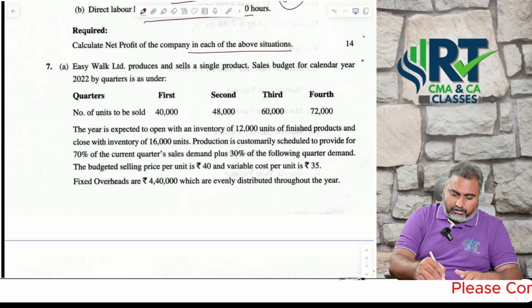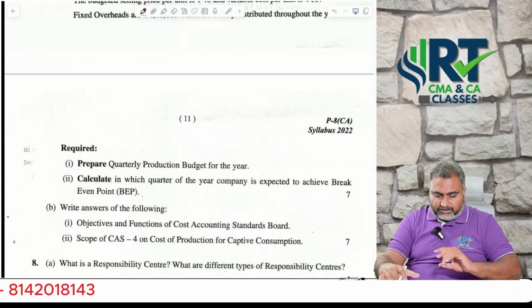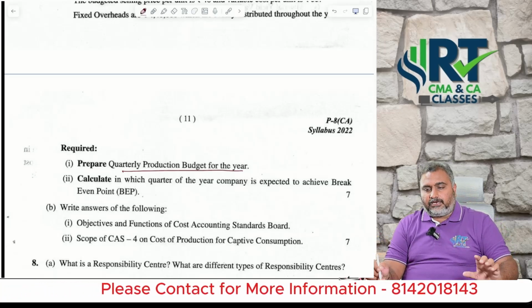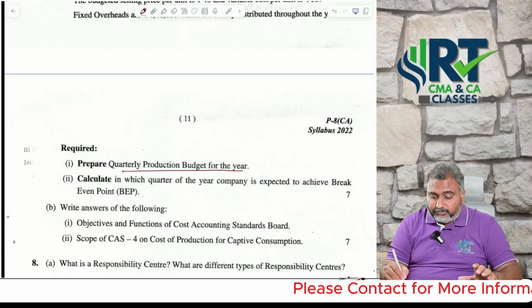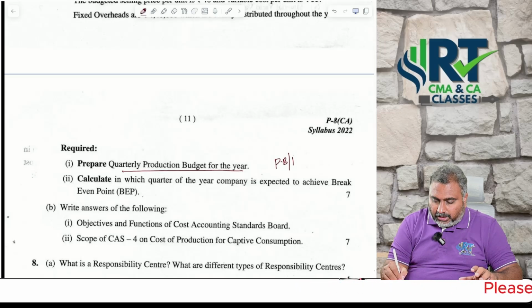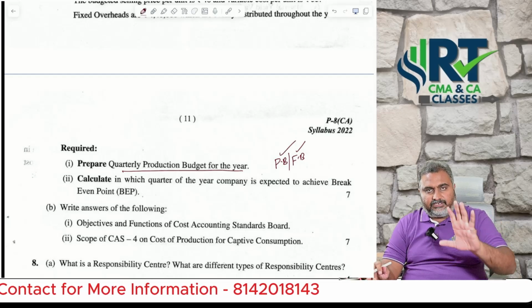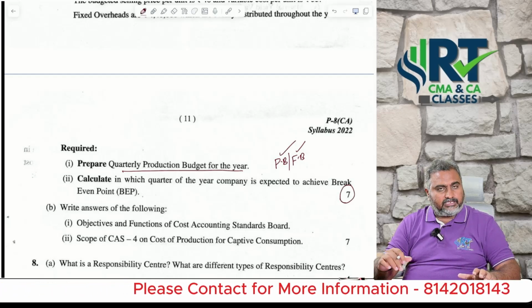Next sir, I already indicated you, so that is the part you can prepare. Quarterly production budget. Sir, in your previous video if you observe, I mentioned production budget or flexible budget. These are the two areas they are focusing more on in budgetary control. See, that is only expected.